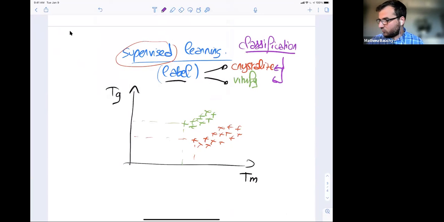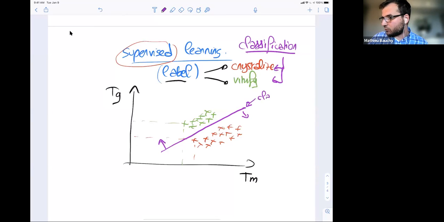So for example, in this case, the kind of rule that this type of classification algorithm would find is to say that if I take all the glasses that are above this line, they seem to tend to vitrify, and the ones that are below this line, they seem to tend to crystallize. So what the classification algorithm will do is to find this type of boundary. This is what we call a classification boundary. It's a boundary that is going to separate the different classes.